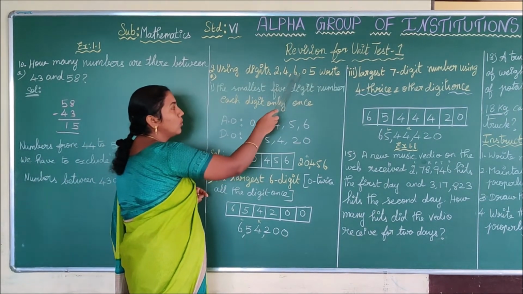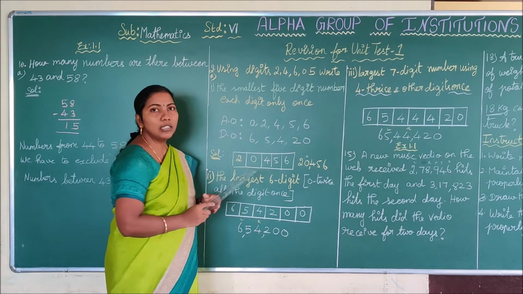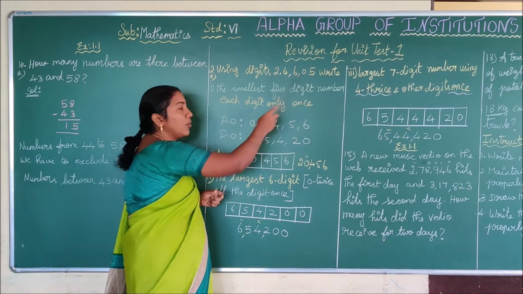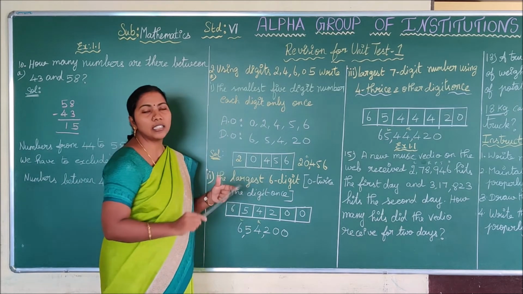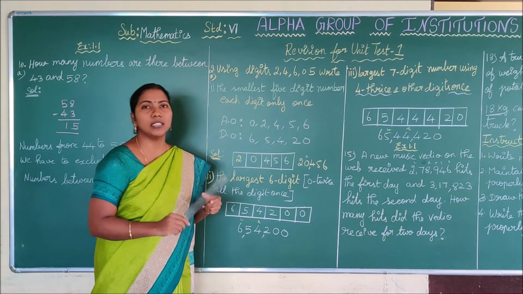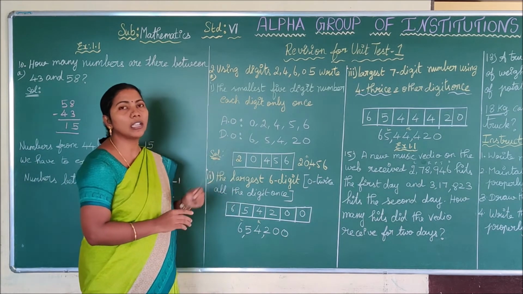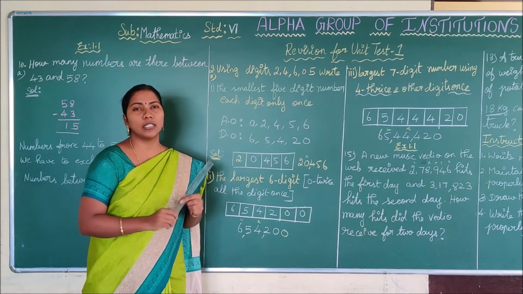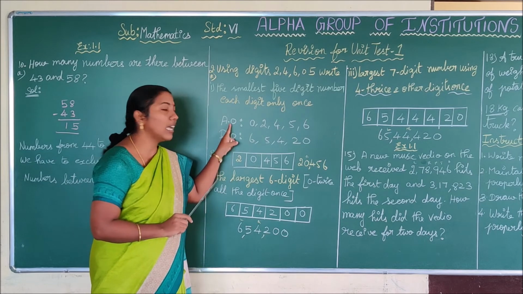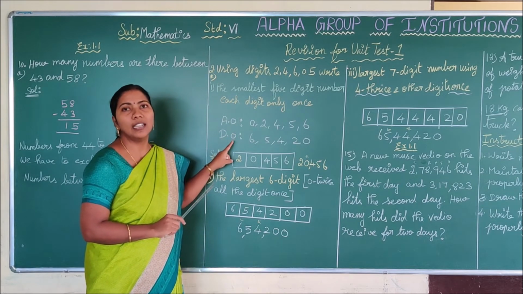See the next sum, this is the second sum from your exercise. They have given some digits: 2, 4, 6, 0, 5. The twist in the question is they give the number 0. They give the number 0 and ask us to write the 6-digit number, smallest 5-digit number, largest 7-digit number, like that. So the first step in this model is to write the ascending order first and then the descending order.